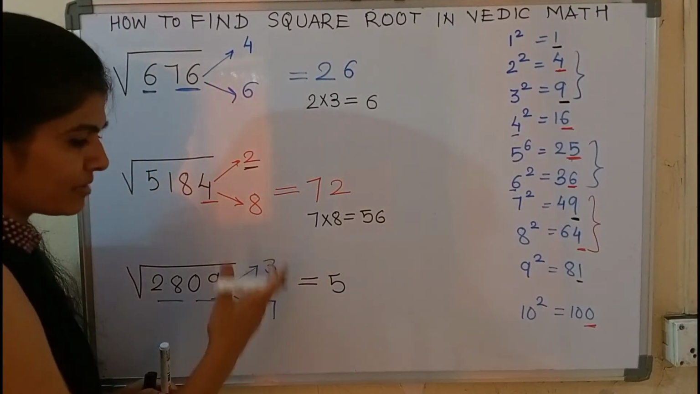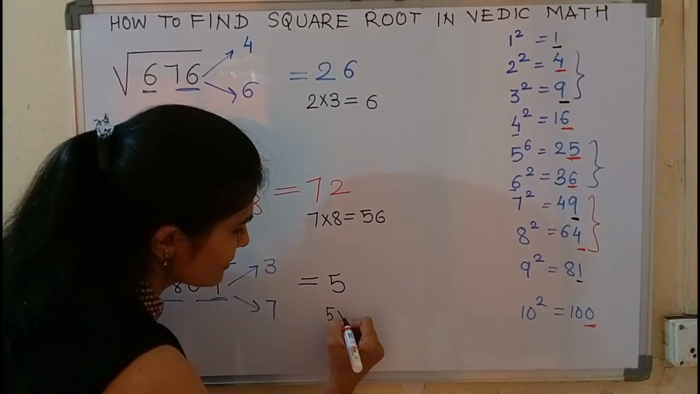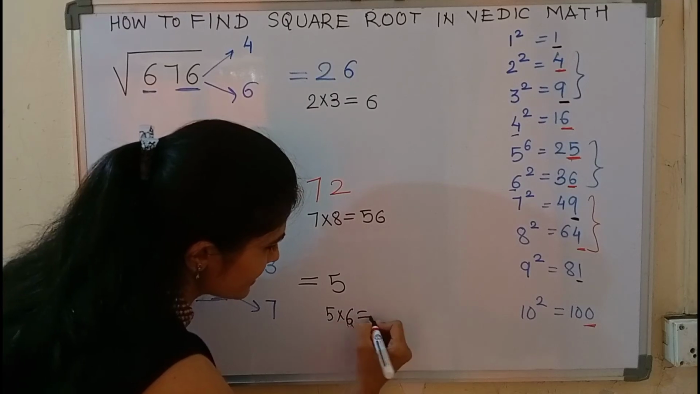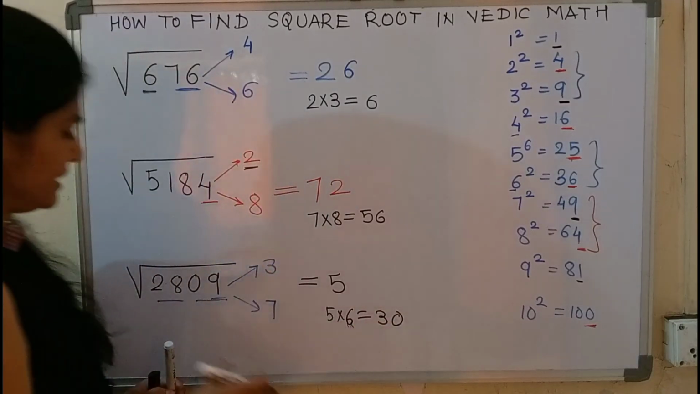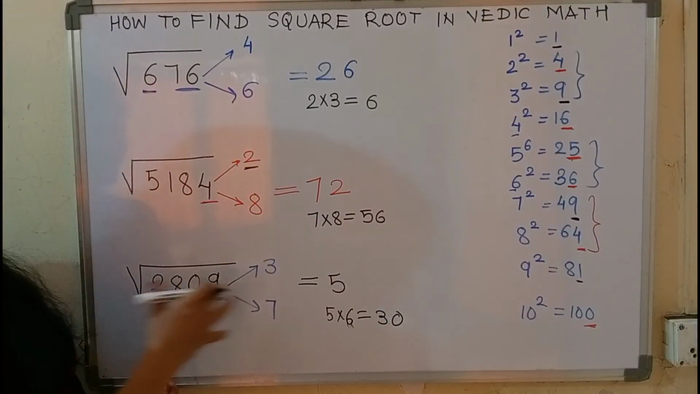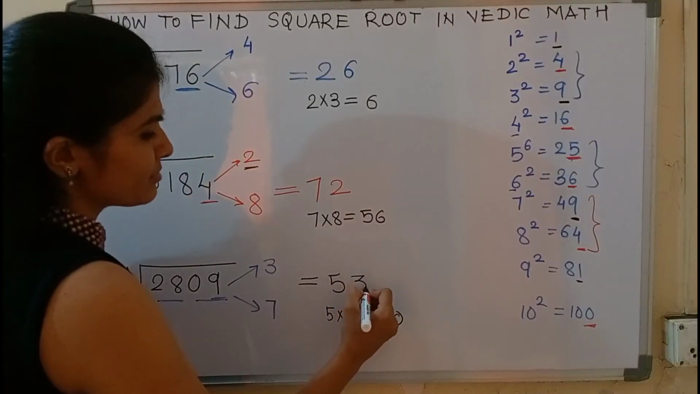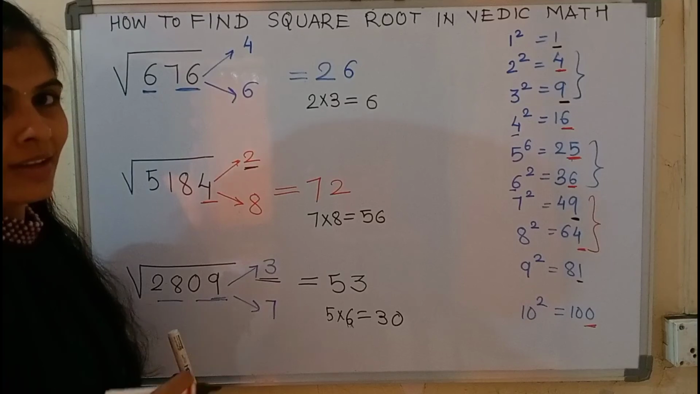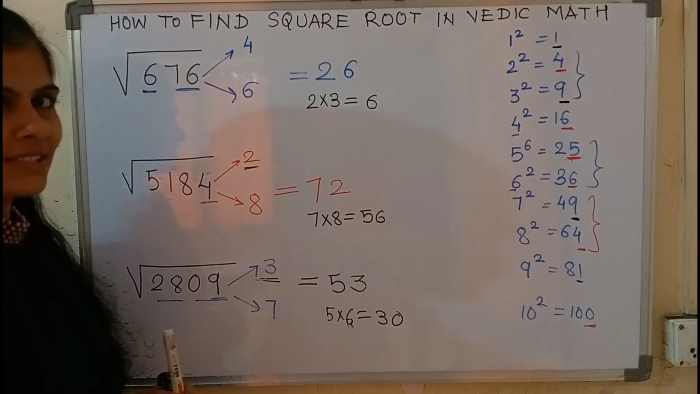Tens digit is 5. What about the other one? So 5 times 6 is 30. This number is 30 and this is 28. It is smaller. So the next digit must be small. We should choose the smaller one. So it is 3. Let's take some more examples.